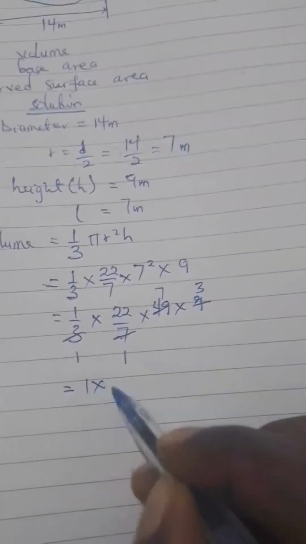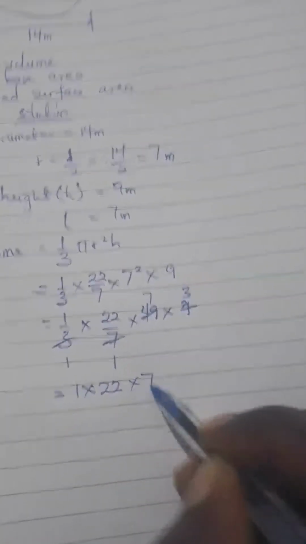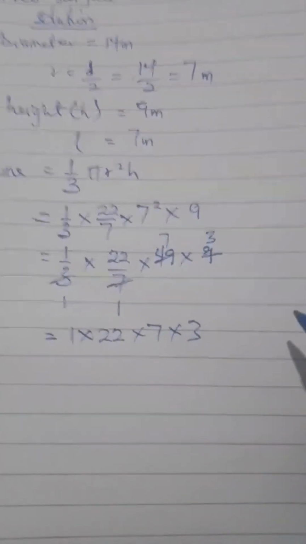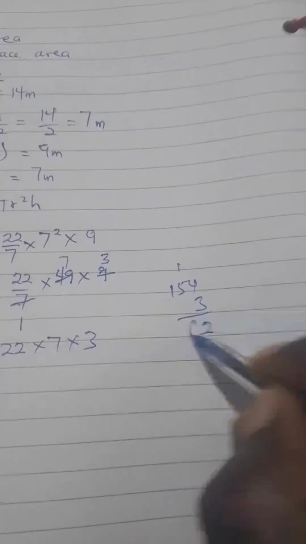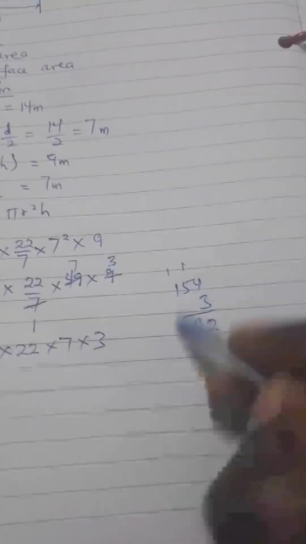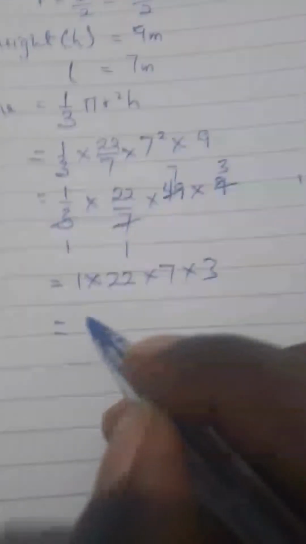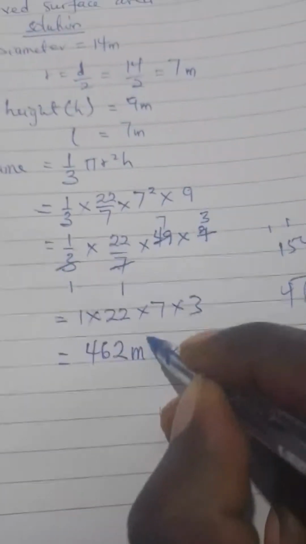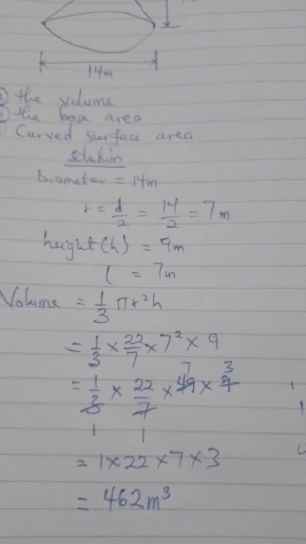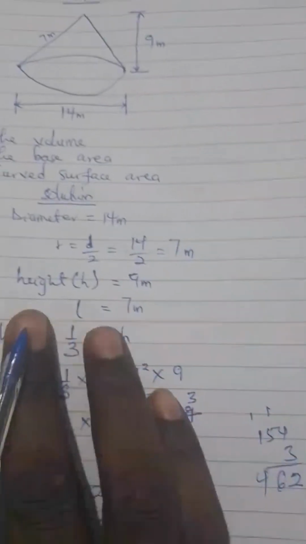So we have 1 by 22 by 7 by 3. So 22 by 7, that is 154. By 3, this is 462. That is meters cube, because it is what? Volume.